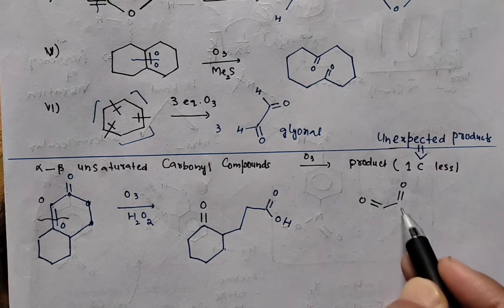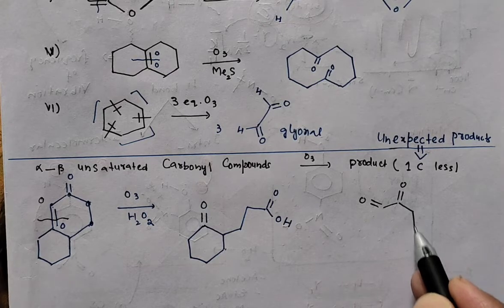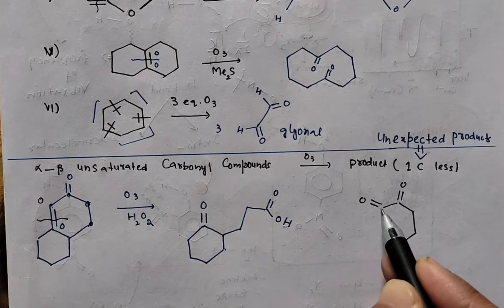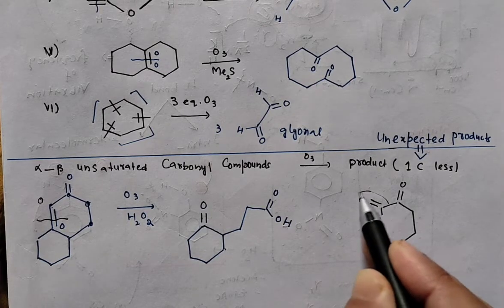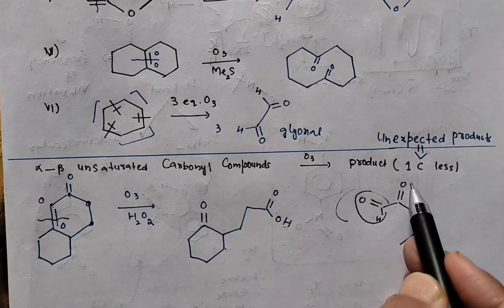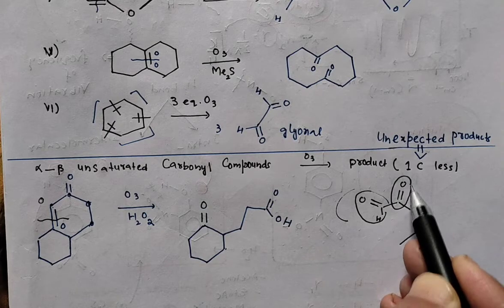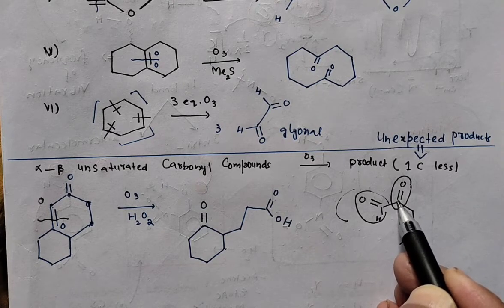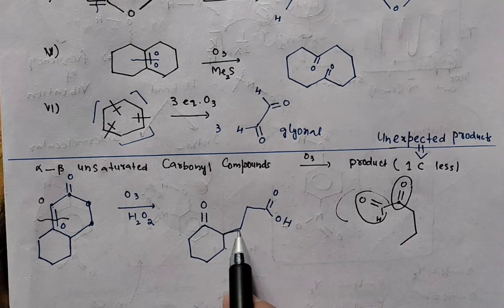You get this type of thing. It should be like this, okay? Since you have H here, this will get further oxidized because you're using peroxide, so you get a carboxylic acid. But this will get removed. When the CO gets removed, that means this now has one carbon less. So that's why I have shown it like this.